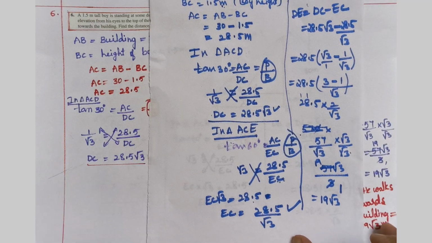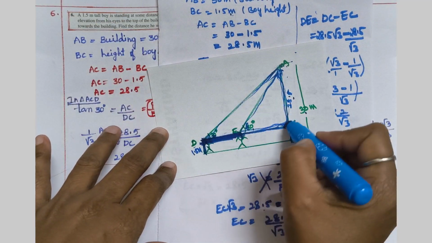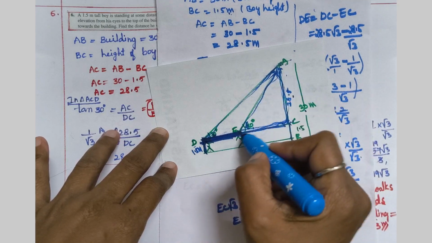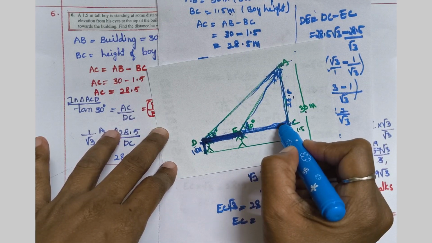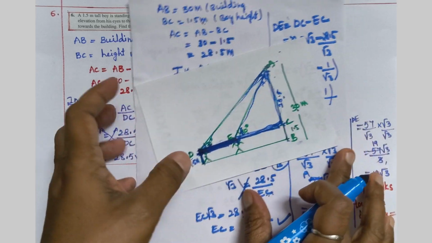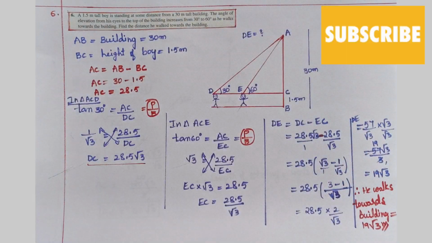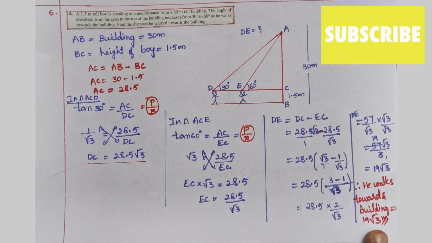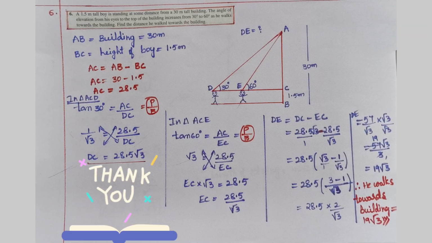Now see what we did. First the full triangle gives this full distance. Next the small triangle gives this distance. So this full minus this gives the answer. Only this much is the answer. Write this in the notes: the distance the boy walks towards the building is equal to 19 root 3 meter. This is the answer.